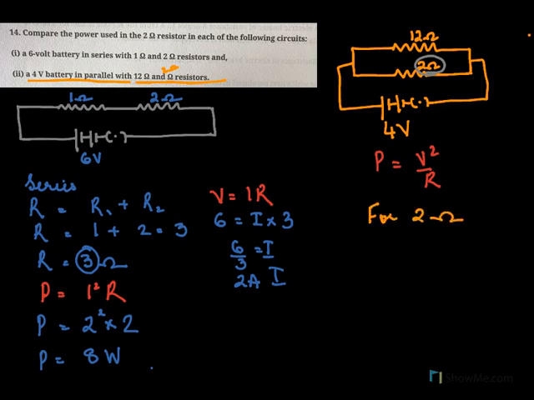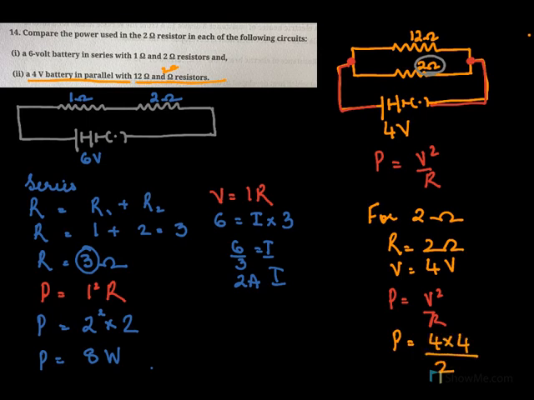So for 2 ohms, our resistance is 2 ohms. The voltage for 2 ohms will be the voltage across these 2 points, which you know is 4 volts. Will be the same voltage as the battery. So the voltage will be 4 volts, and we do power equal to V square over R, which means power equal to your V is 4 into 4 and your R is 2. So your power here is 8 watts.